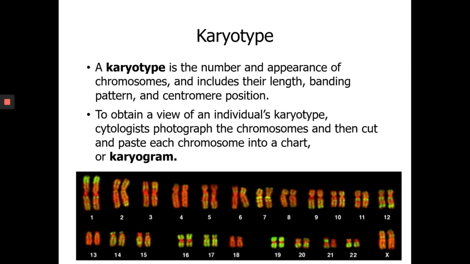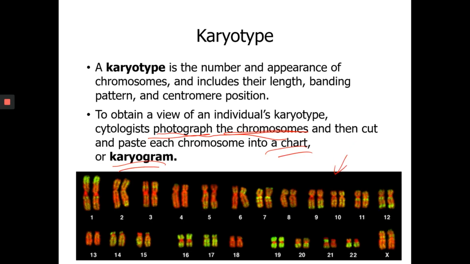Karyotype, just know the definition. So karyotype is the number and appearance of chromosomes. To obtain a view of the individual's karyotype, cytologists, people who study cells, photograph the chromosomes. And then they cut and paste and sort all the chromosomes, and they make a chart. And the chart is called a karyogram. Okay. So on the test, if I ask you what is karyotype or what is karyogram, you should know what it is. So here's an example of a karyogram.